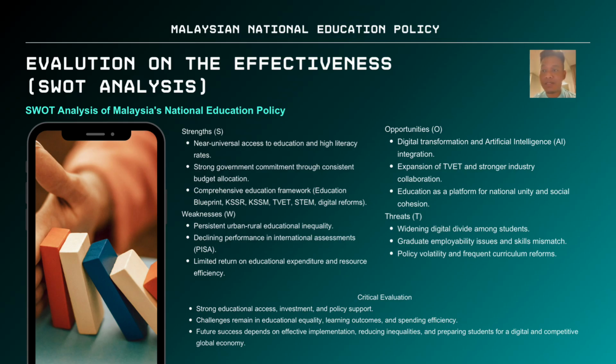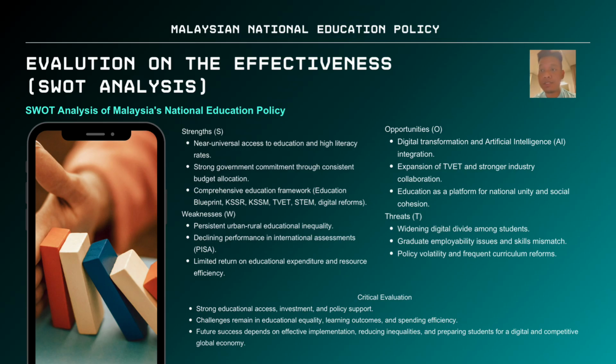However, despite this achievement, several weaknesses continue to affect the effectiveness of the policy. One major weakness is the persistent educational disparity between urban and rural areas. Students in rural schools continue to face challenges related to infrastructure, quality, internet accessibility, and access to learning resources.